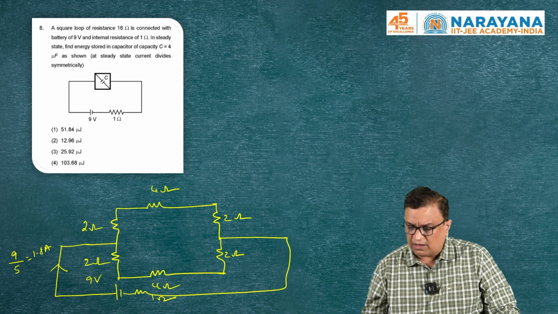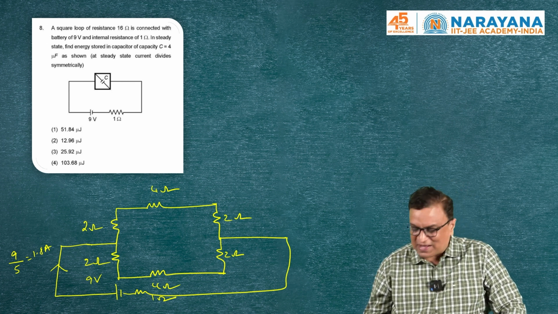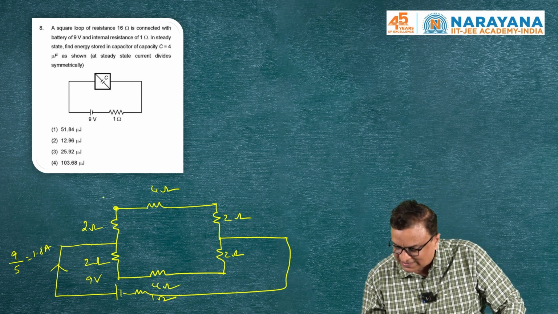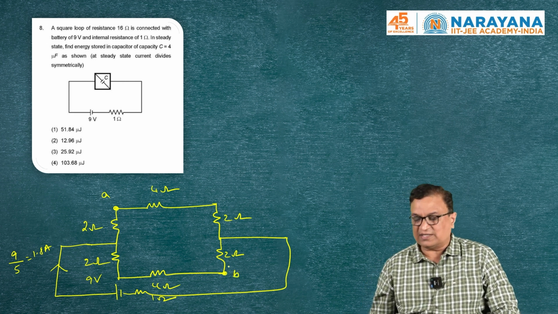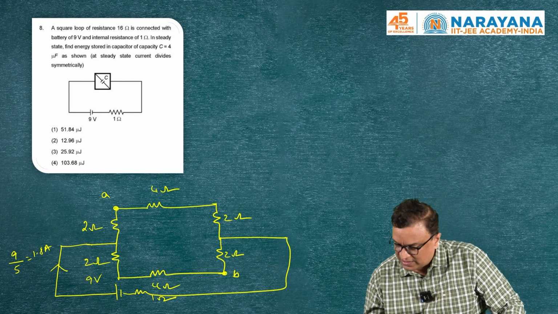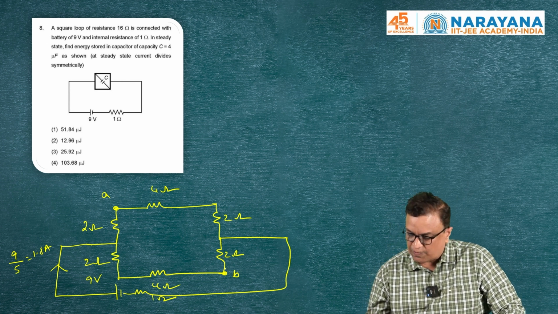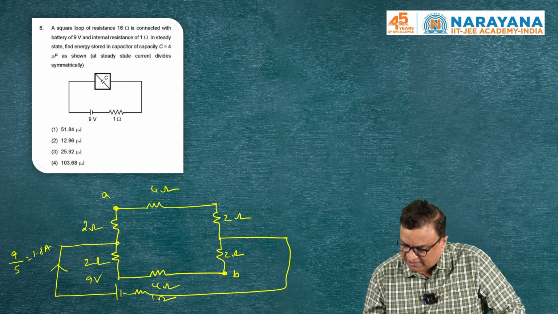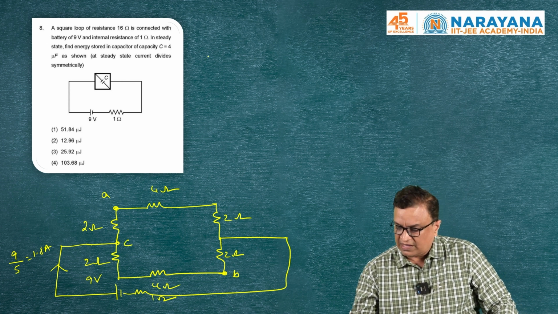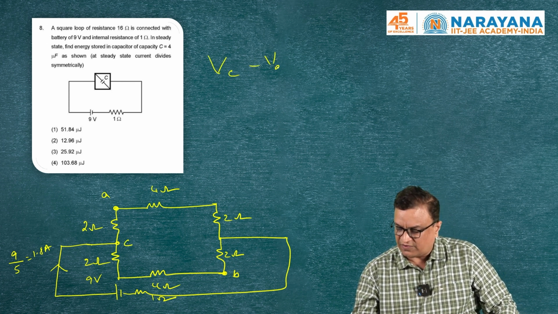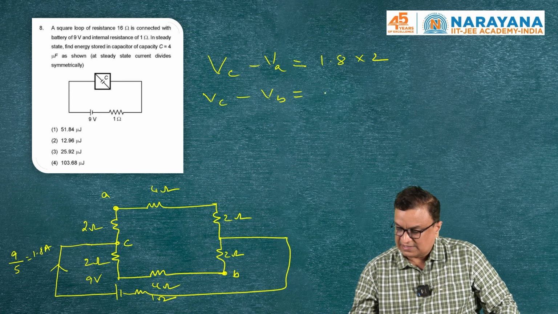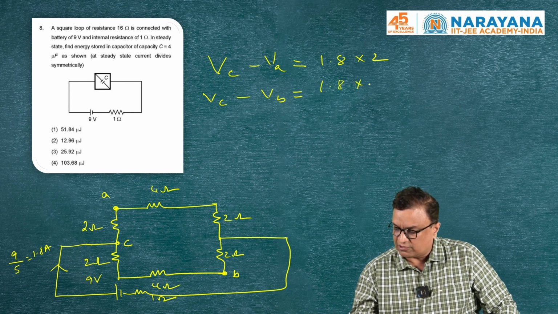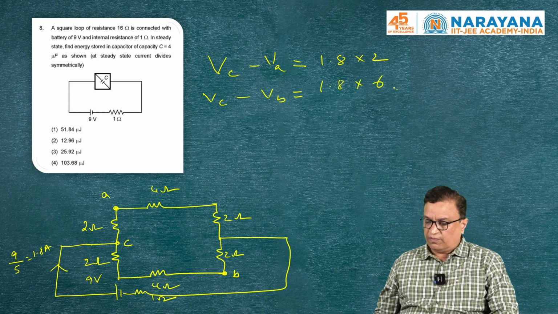By the way, now you bring the capacitor into the picture. Now let us say A is this point. Let us say B is this point. Now you need to find the potential drop across these 2 points. For convenience, I will take this as C. By the way, boys, VC minus VA gives 1.8 into 2. VC minus VB gives 1.8 into 6. That's it.